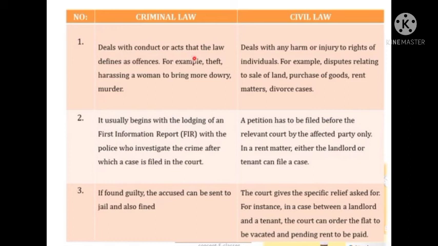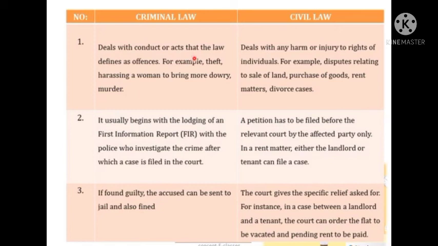Criminal law. Criminal law deals with conduct or acts that the law defines as offenses, for example, theft, harassing a woman to bring more dowry, murder. It usually begins with the lodging of a First Information Report, FIR, with the police who investigate the crime, after which a case is filed in the court. If found guilty, the accused can be sent to jail and also fined.